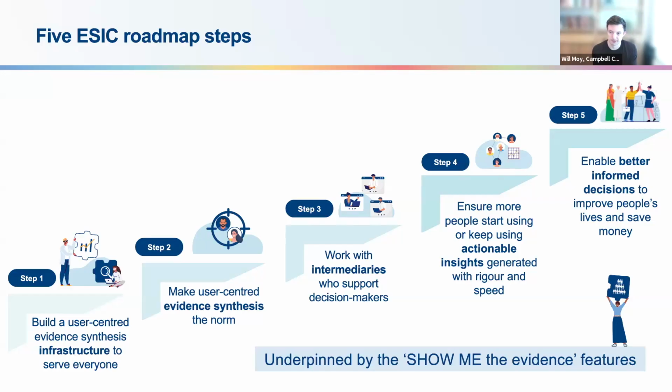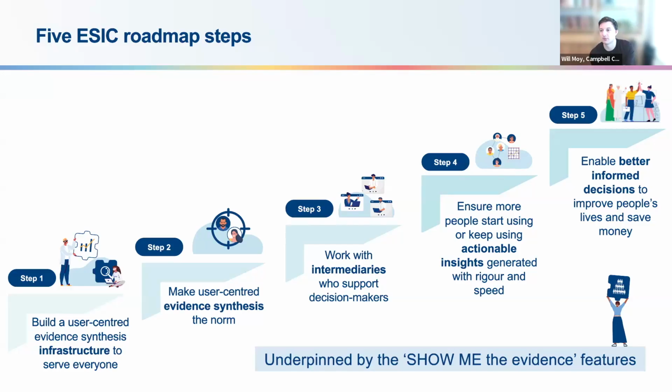Then we have these 5 steps, which is essentially in a concise form a theory of change, which is if we build effective user-centered evidence synthesis infrastructure, we will be able to make user-centered evidence synthesis the norm, the availability of that normal for people. And then if we work with intermediaries who support and have relationships with decision makers, we will be able to ensure that more people start using or keep using actionable insights from that evidence synthesis that are generated both rigorously and quickly. And that in turn will enable better informed decisions to improve people's lives and do that cost effectively. That's the argument in a nutshell.